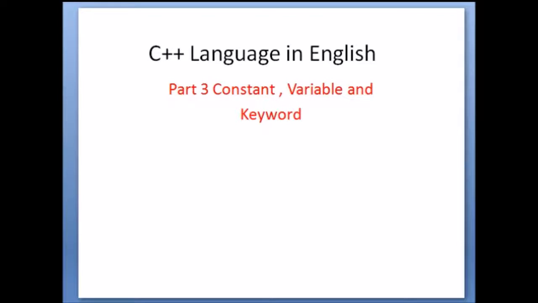Hello friends, this is our part 3 of C++ language in English. Today we will see what is constant, variable and keyword with daily life example. Let's start. What is constant?